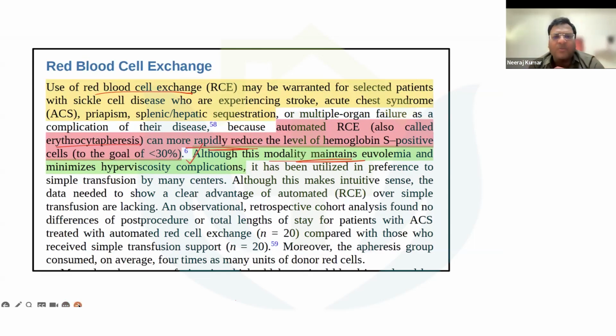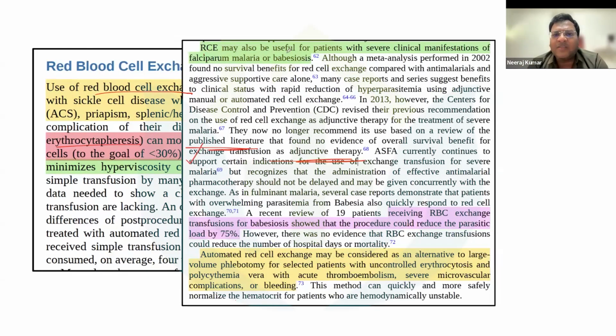Now coming to the next option. RCE may be useful for the patient with severe clinical manifestation of falciparum, that is complicated malaria, or babesiosis. For babesiosis, RCE is an established, evidence-based treatment. In a recent review of 19 patients who received RBC exchange transfusion for babesiosis, the procedure reduced the parasitic load by 75%. So at least 75 to 80% of the load is going to get reduced.